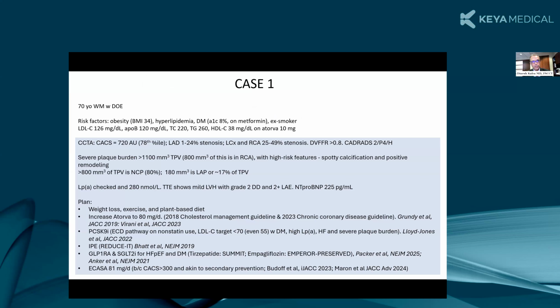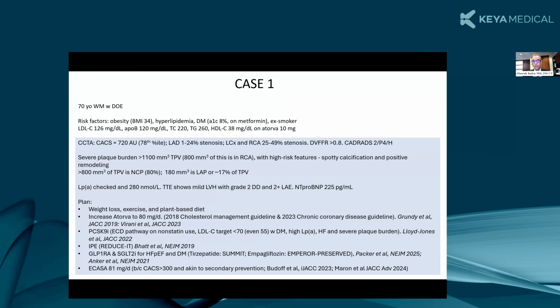So this is what we did in this gentleman. We increased his atorvastatin from 10 to 80 milligrams daily because his low attenuation plaque is more than the 4% that you had heard of in SCOT-HEART that worsened the prognosis. His was 17%. So we went up on the statin. We added PCSK9 inhibitor, as the expert consensus document would tell us, as non-statin therapy.